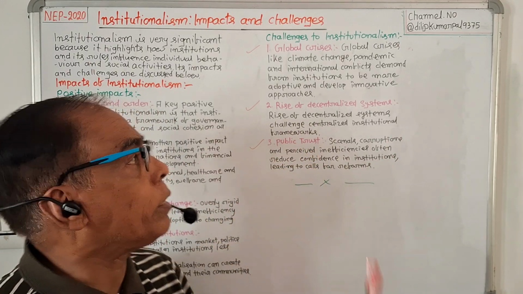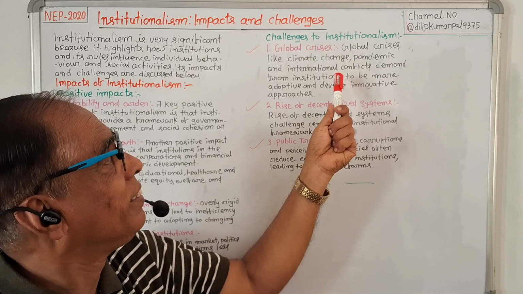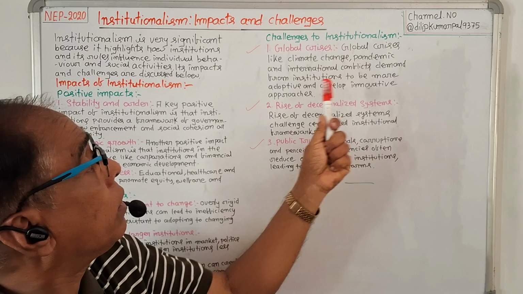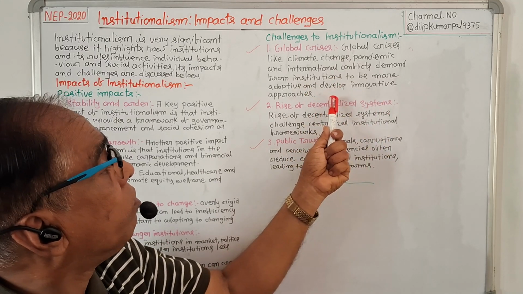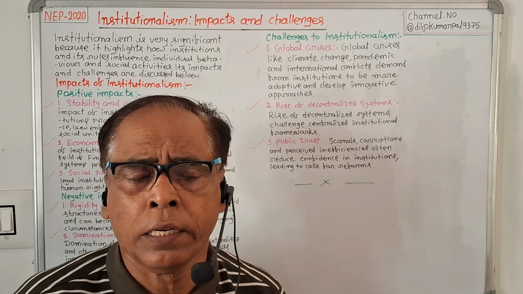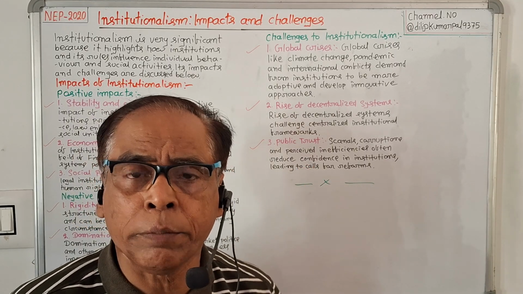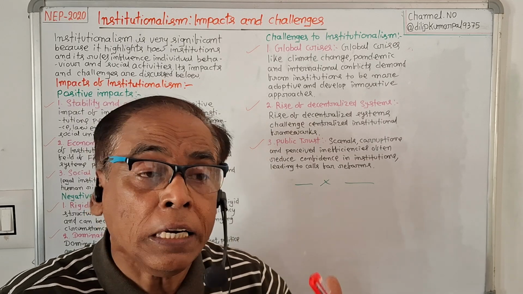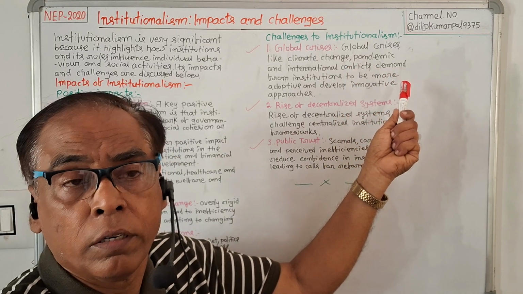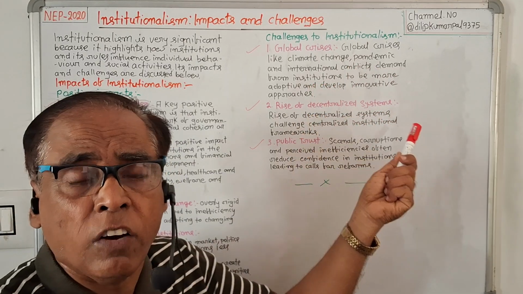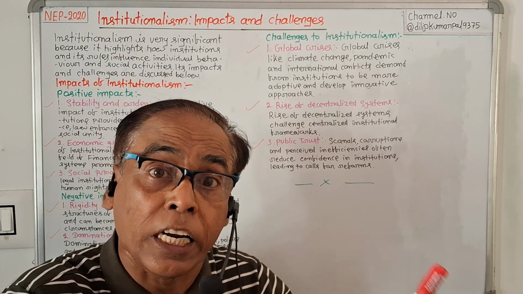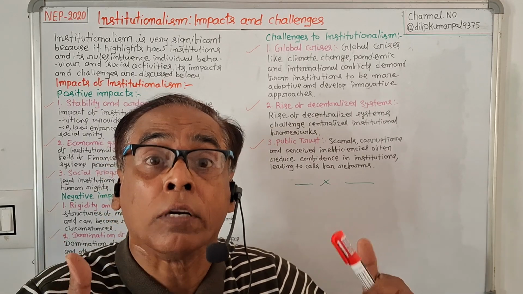Institutionalism faces some problems. Number one, global crisis. Global crises like climate change, pandemic, and international conflicts demand from institutions to be more adaptive and develop innovative approaches. So, institutionalism faces some challenges. The first challenge before institutionalism is global crisis. Different types of global crisis like climate change, pandemics, serious diseases, and international conflicts demand from institutions to be more adaptive and adopt innovative or new approaches.